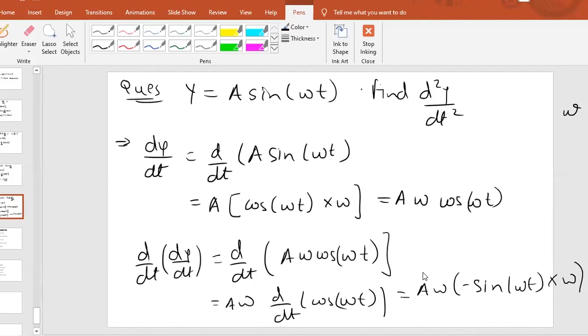The differentiation of a constant is zero, but the constant is multiplied with a function of t. So how can you say it is zero? That is rule number one which we have discussed: if a constant is multiplied with some function of t, then the constant can be taken outside. So the answer for this particular problem is minus a omega square sine omega t.